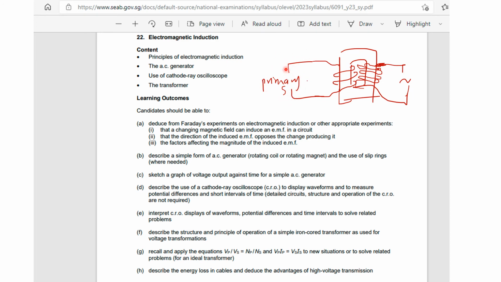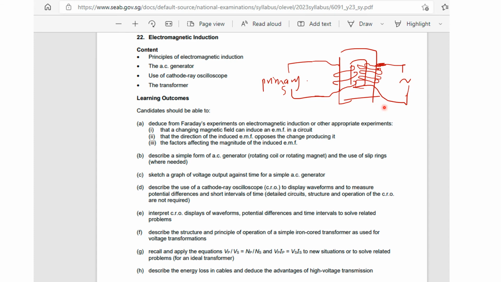Because there's a current moving through here, and this is an AC current, that means the EMF is constantly changing. Therefore you will create a constantly changing magnetic field. And because I have this iron core here, there will be a constantly changing magnetic field that links the primary circuit to the secondary circuit.